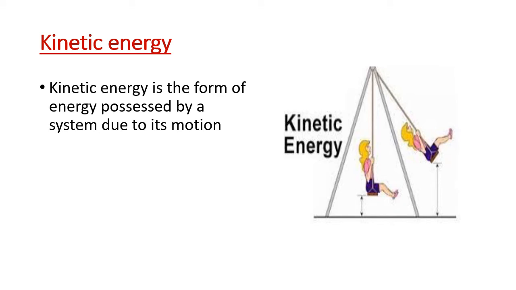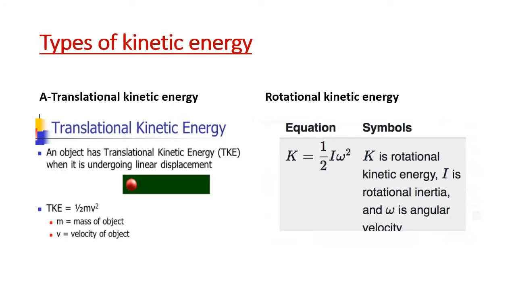What is kinetic energy? Kinetic energy is the form of energy possessed by a body or a system due to its motion. So any moving system possesses kinetic energy. Kinetic energy is of two types, translational kinetic energy and rotational kinetic energy.